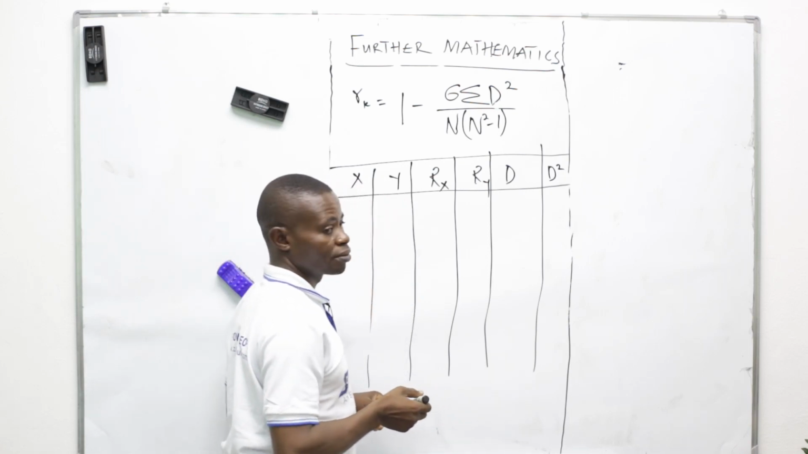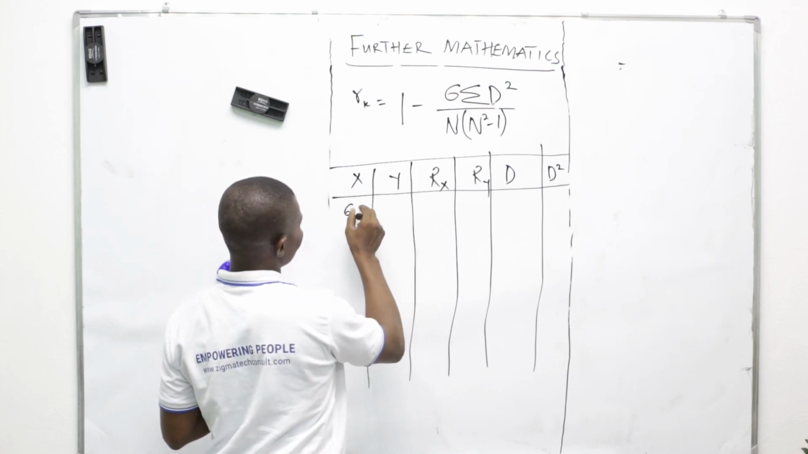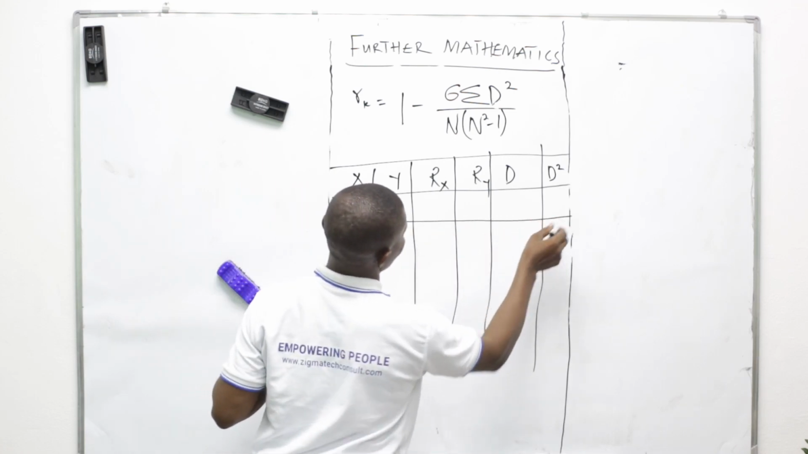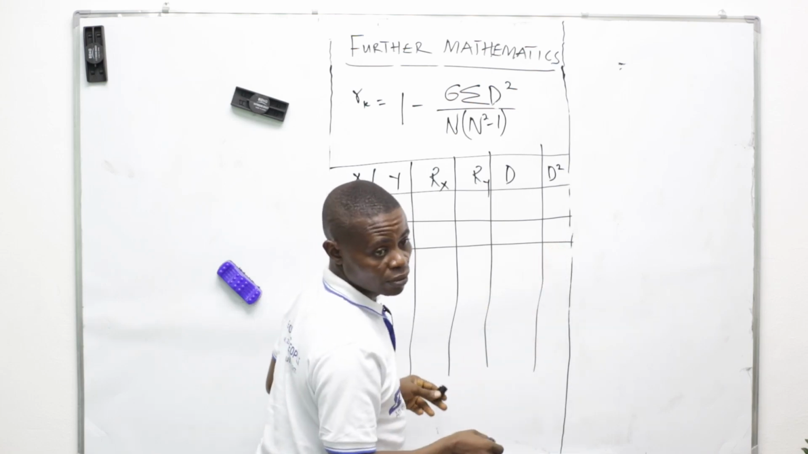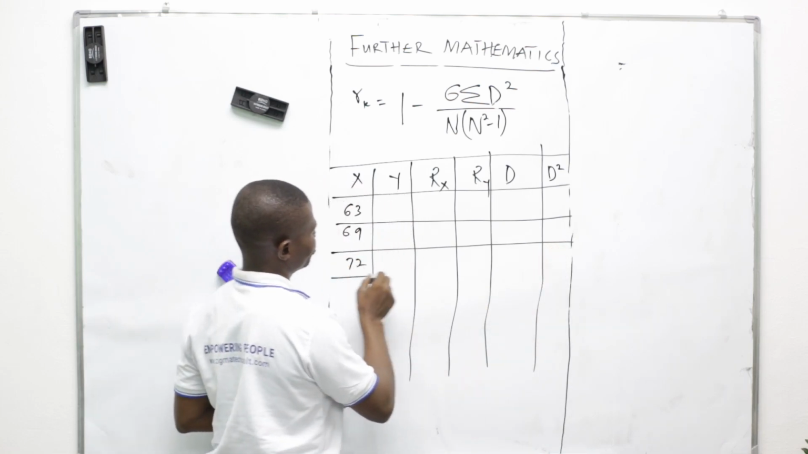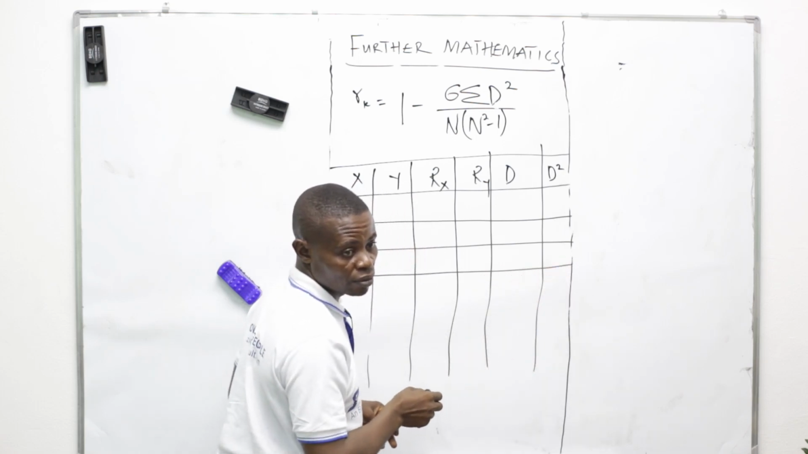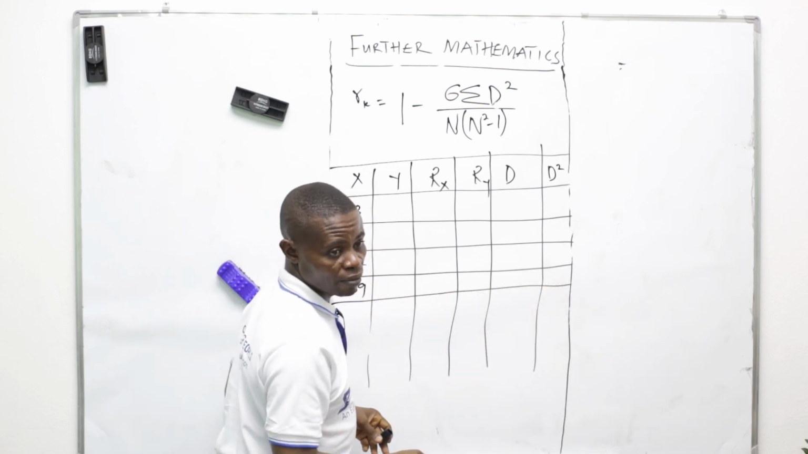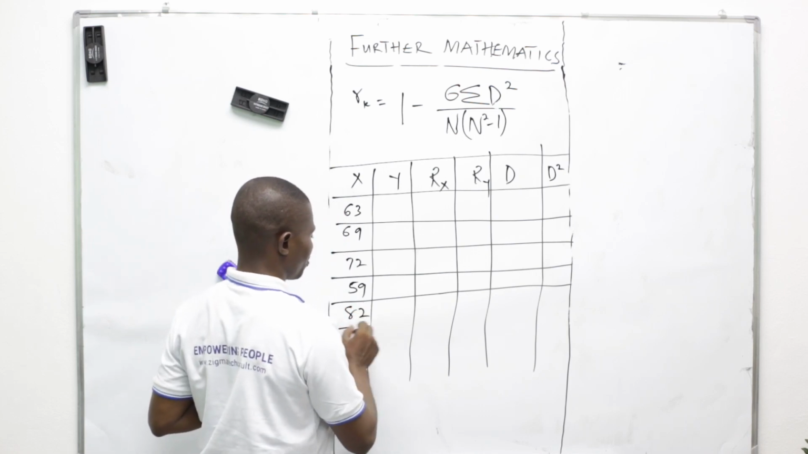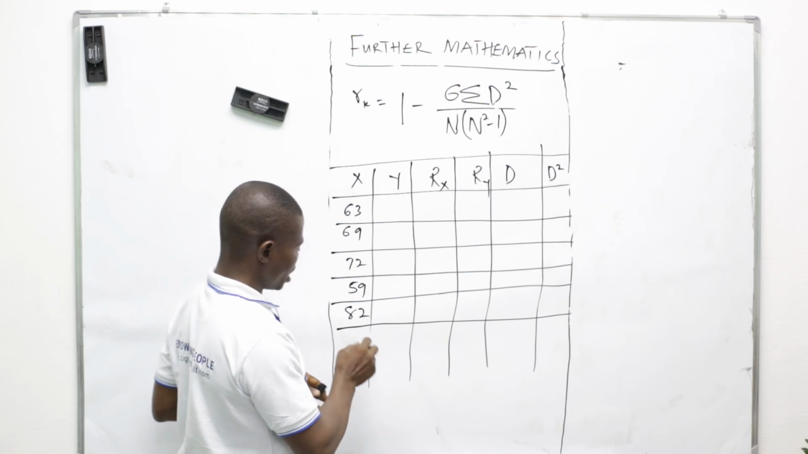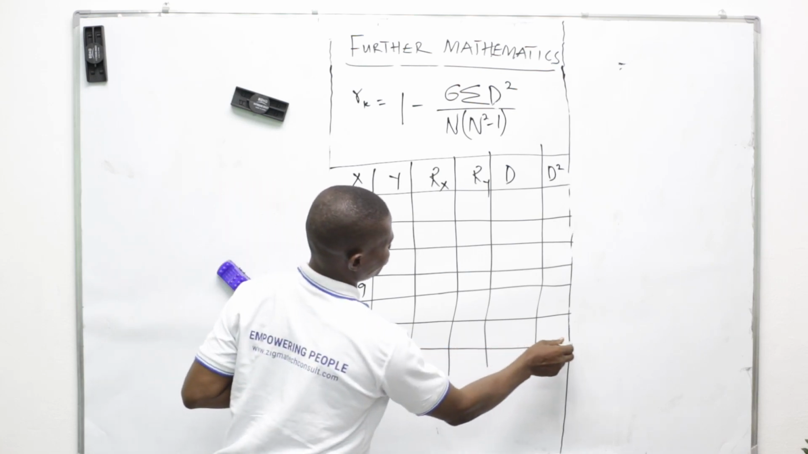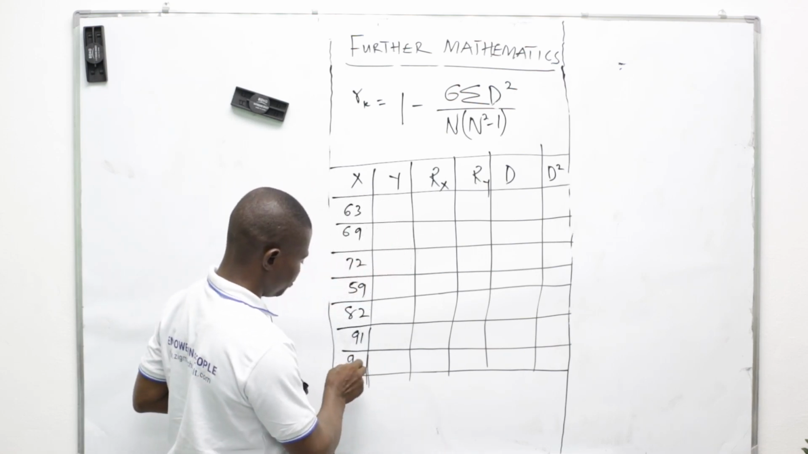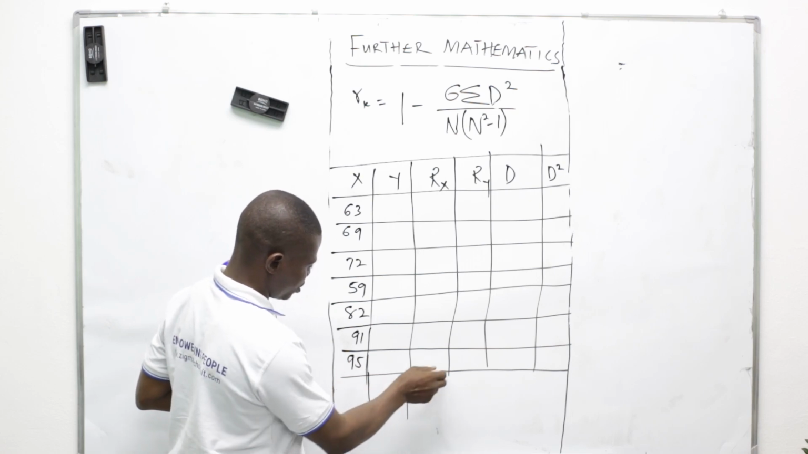Let's feed x: 63, 69, 72, 59, 82, 91, 95, and 68.